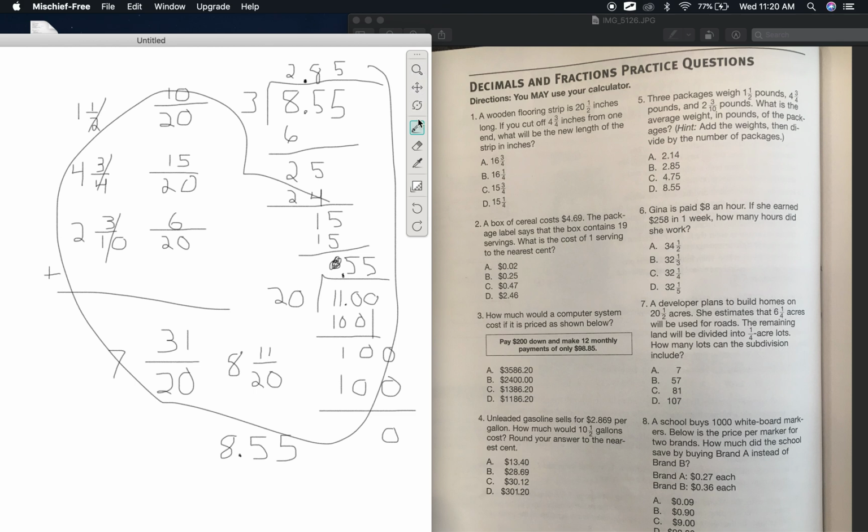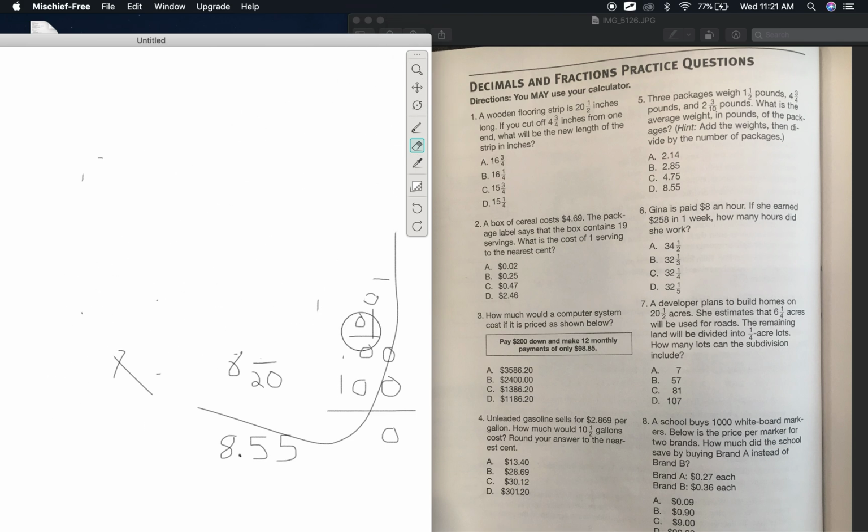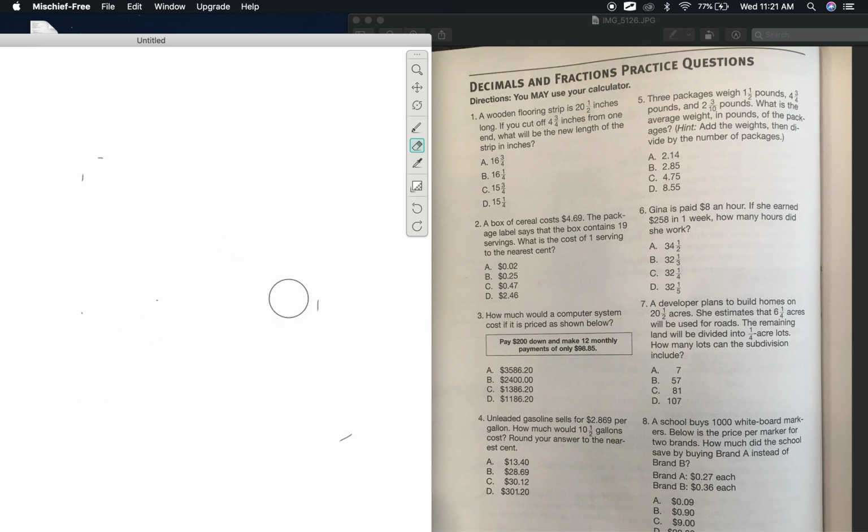It's helpful, so that's why they allow you to use a calculator. Okay, next question is very simple. Or maybe not, I don't know. Gina is paid $8 an hour. If she earned $258 in 1 week, how many hours did she work?